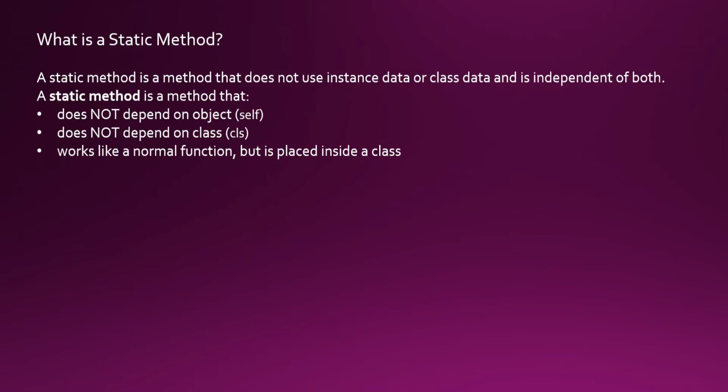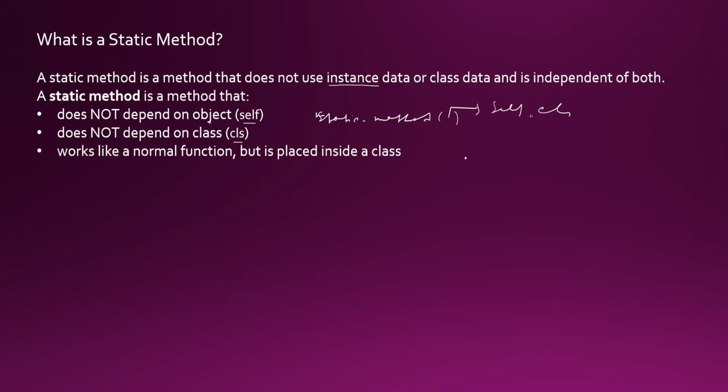Next is static method. A static method is a method that does not use instance data. Instance means object data. It doesn't use object data or class data and is independent of both. A static method does not depend on object, that is self, and does not depend on class, that is cls. That means whenever we are creating any kind of static method, we don't need to pass self or cls parameter over here. It is completely independent. It works like a normal function, but is placed inside a class.